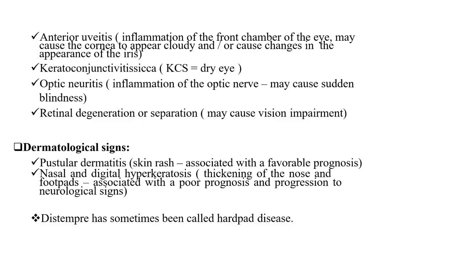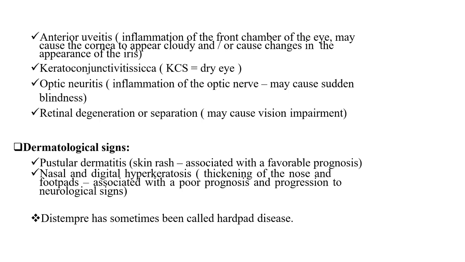There is anterior uveitis, that means inflammation of the front chamber of the eye, which may cause the cornea to be cloudy or cause changes in the appearance of the iris. The cloudy appearance of the eye is also a sign of canine distemper. There is keratoconjunctivitis sicca, dry eye, and optic neuritis, inflammation of the optic nerve, which may cause sudden blindness. Sudden blindness, with all the other symptoms, may be a sign of the canine distemper virus. Retinal degeneration or separation may cause vision impairment.